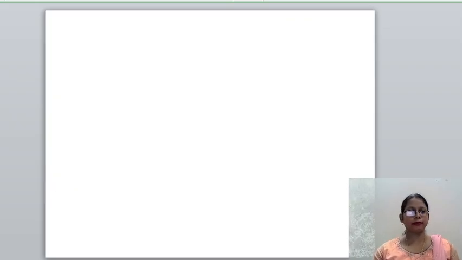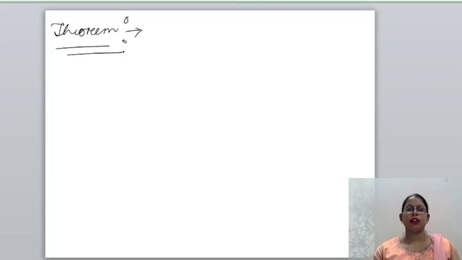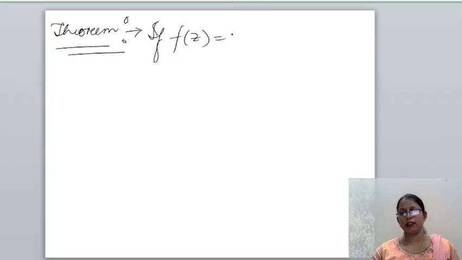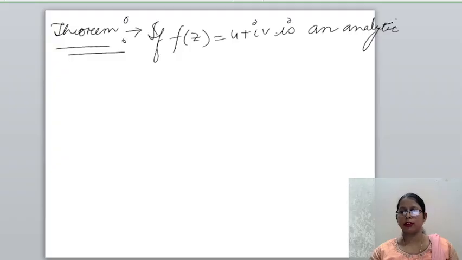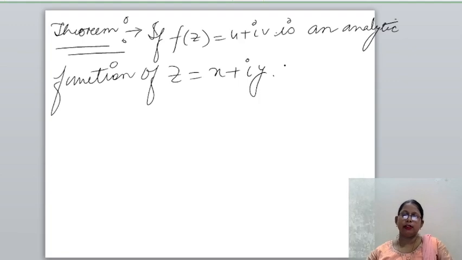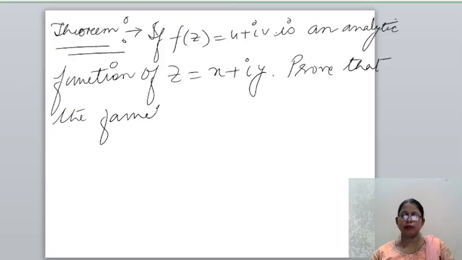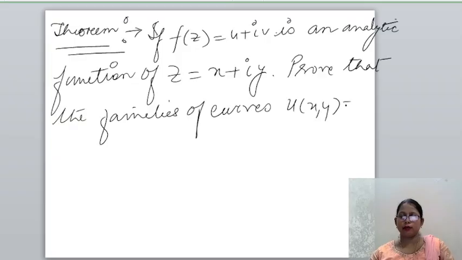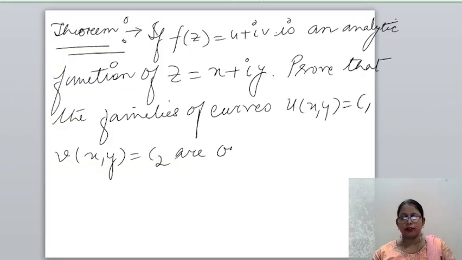Next is a theorem. If f(z) equal to u plus i v is an analytic function of z equal to x plus i y, prove that the families of curves u(x,y) equal to c1, v(x,y) equal to c2 are orthogonal to each other.